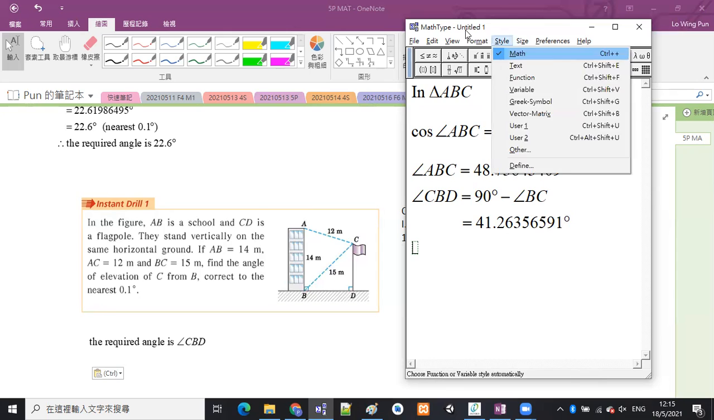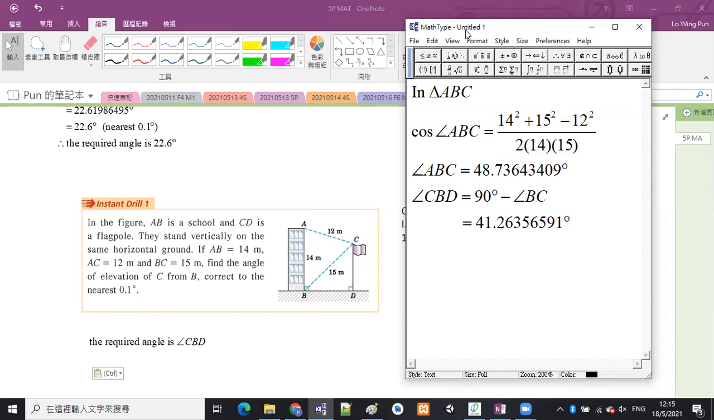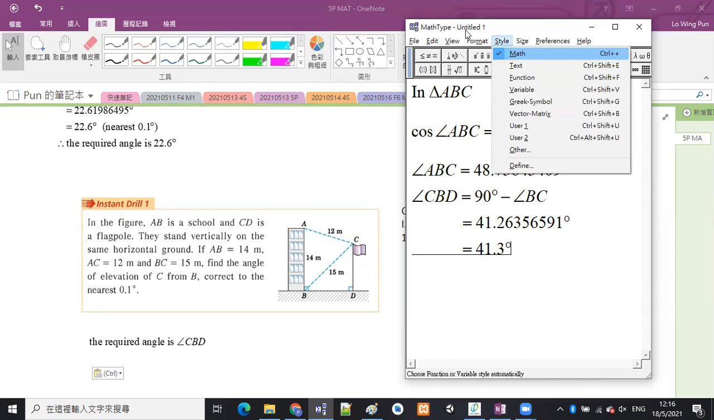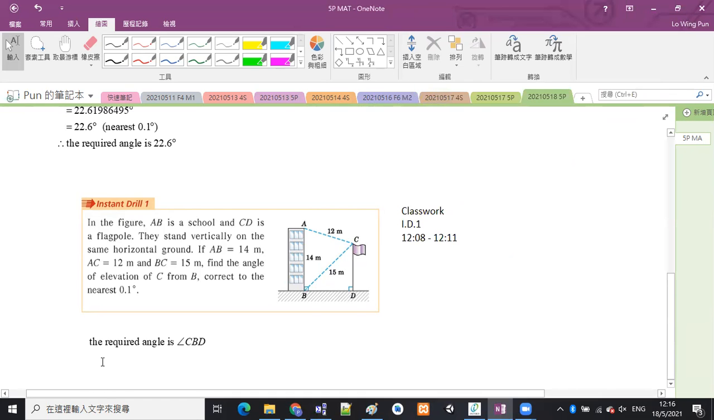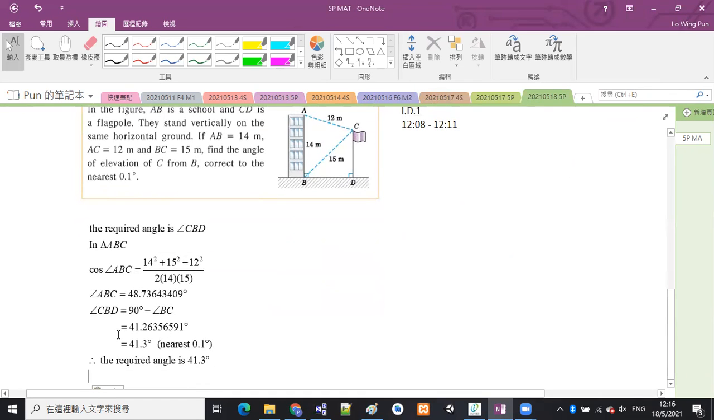Degrees. Okay? But this will be the final answer. So I need to take it to nearest 0.1 degrees. Should be 41.3 degrees. This is nearest 0.1 degrees. Okay? Therefore, the required angle is 41.3 degrees. Can you get this?